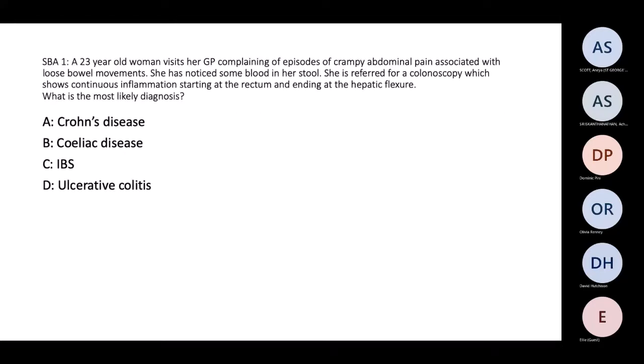Okay, so just got a couple of questions now to finish off. So a 23-year-old visits her GP. She's got crampy abdominal pain, which is associated with loose bowel movements. She's got some blood in her stool, and she's referred for a colonoscopy, which shows continuous inflammation that starts at the rectum and ends at the hepatic flexure. So what's the most likely diagnosis in this lady?